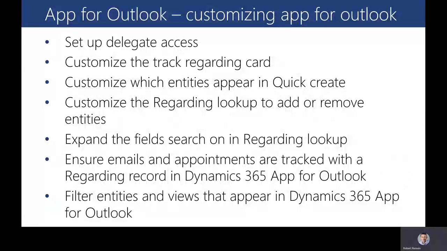Now let's talk about customizing the app for Outlook. You can set up delegate access to allow someone to track common data service information using the Dynamics 365 app for Outlook. You can set up delegate access in Outlook to give someone permission to act on your behalf. For example, you might want an assistant to create and respond to email or meeting requests for you, and then track the information in the common data service using the Dynamics 365 app for Outlook.